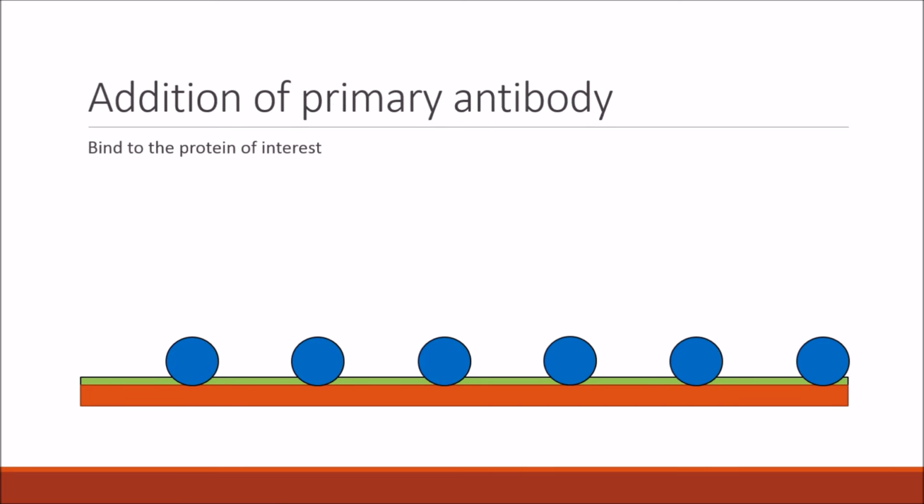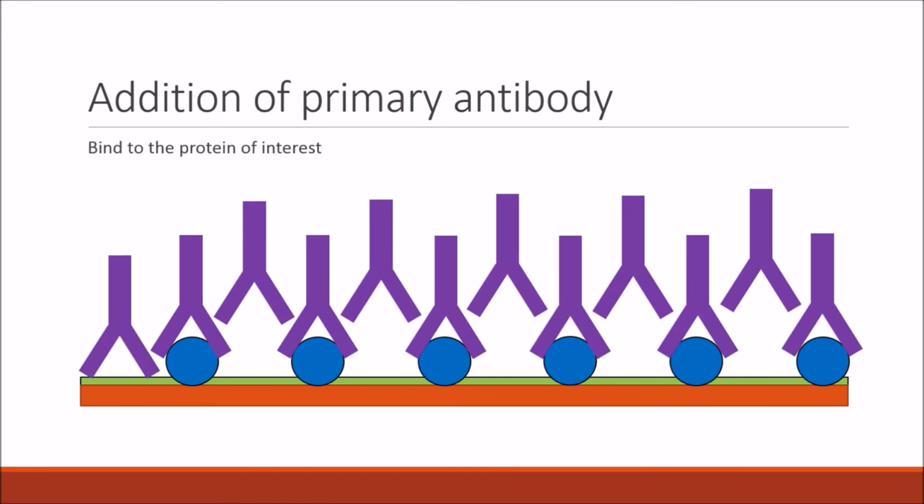Okay, so now we are ready to add our primary antibodies. So these primary antibodies will only bind to our protein of interest. The antibodies we use are mouse monoclonal antibodies. So these are antibodies that were grown in a mouse, which are specific to target these proteins. So we then flood our whole membrane with our primary antibodies.